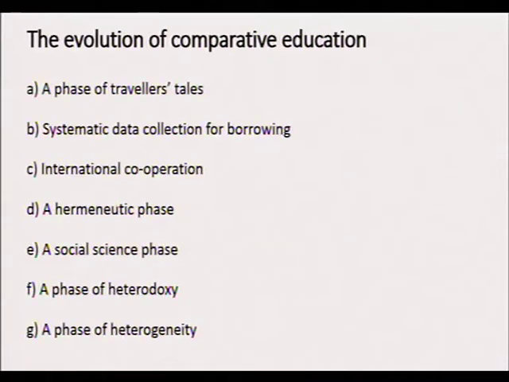When we look at the evolution of comparative education, we see that there were 7 phases, each of which is discussed in detail in the study guide. Now, the first phase was the phase of traveler's tales, the second, one of systematic data collection for borrowing, the third, international cooperation, the fourth, the hermeneutic phase, then the social science phase. The sixth phase was one of heterodoxy, and the last was one of heterogeneity. Like I said, each of these are discussed, and you should have at least a small background of each of these phases that you take note of.